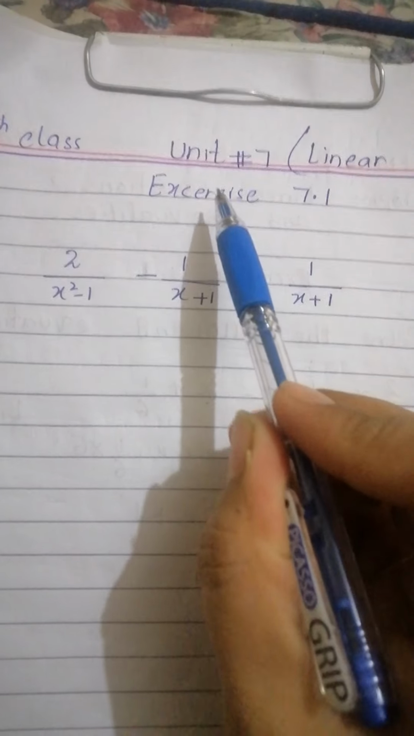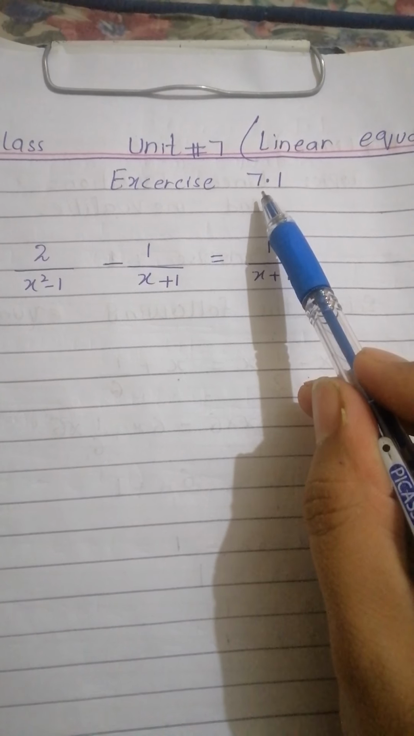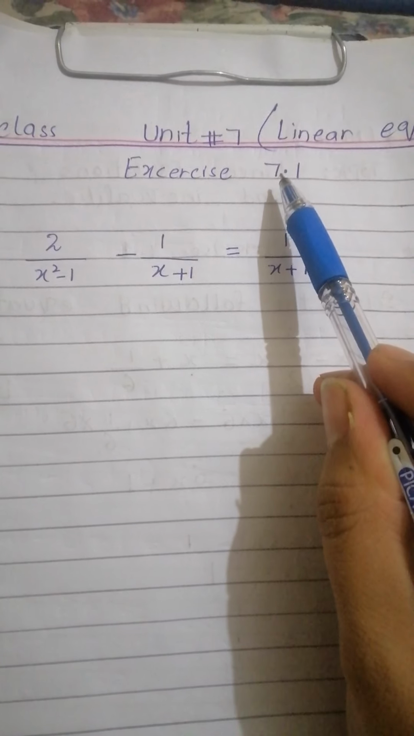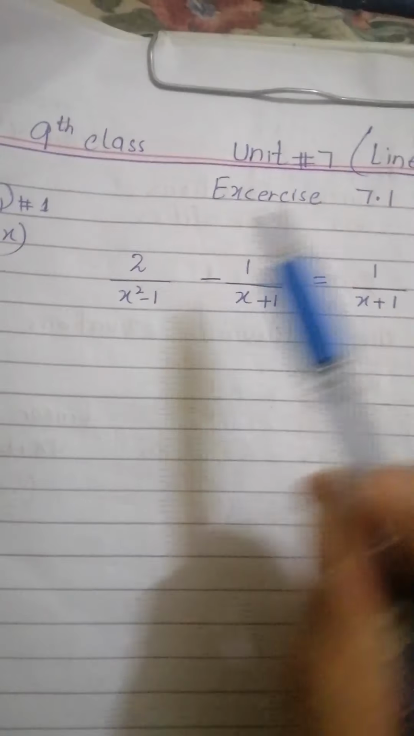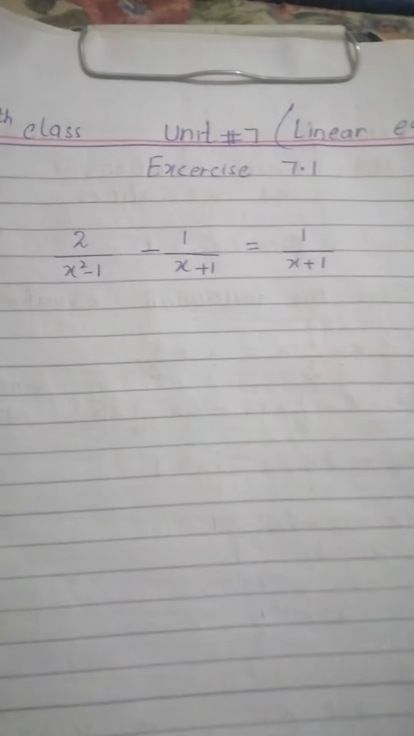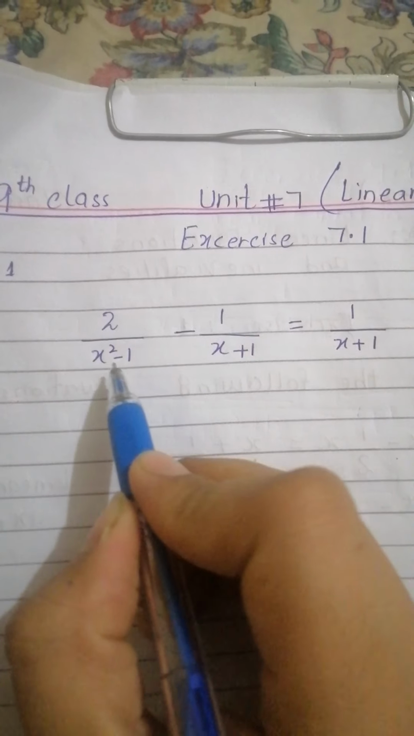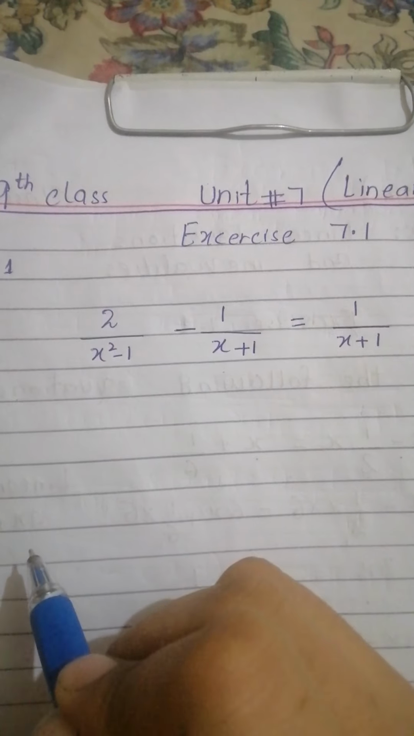I have started unit number 7, class 9th. Topic is linear equation. Yesterday I have done question number 1, part number 1 of exercise 7.1. Today I have taken part number 9 of question number 1, linear equation and inequalities. Okay, you can see I have a linear equation.